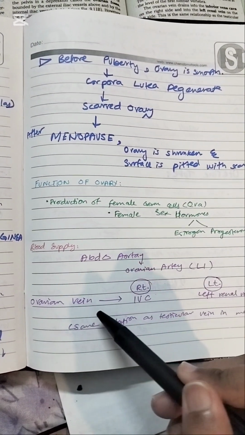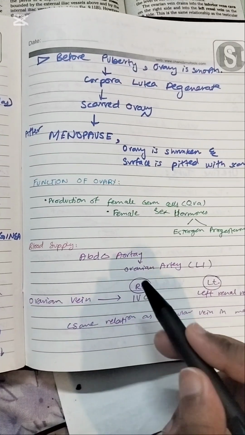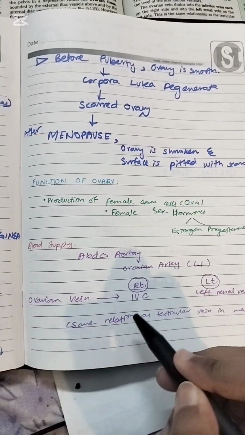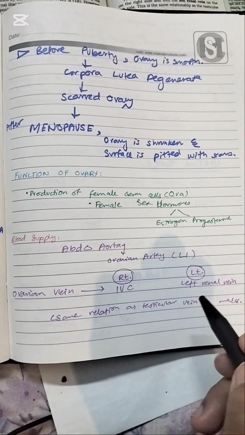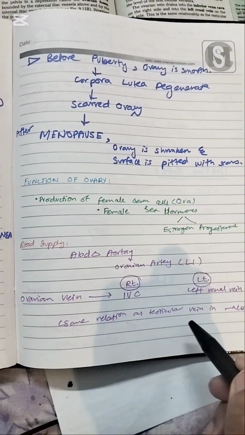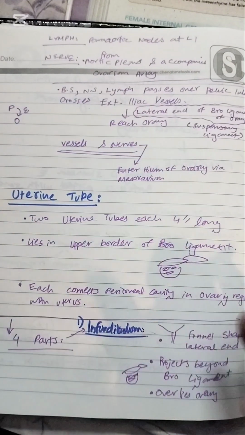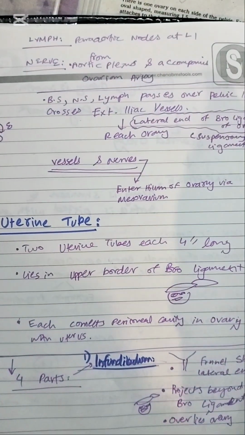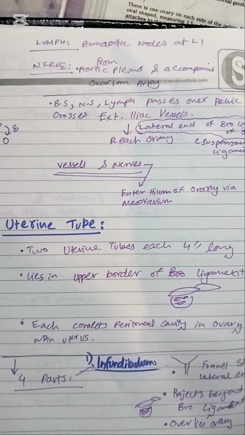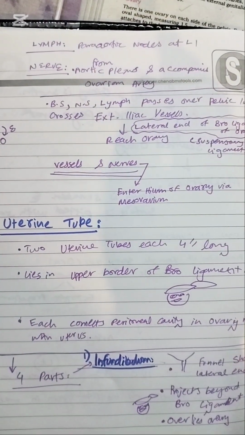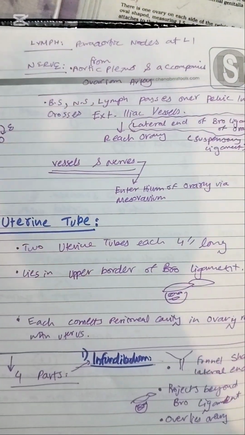Let's talk about the ovarian vein. The right ovarian vein drains into the inferior vena cava. The left ovarian vein drains into the left renal vein, similar to the testicular vein in males. Now let's talk about the lymphatic drainage of the ovaries. They are drained to the para-aortic lymph nodes at L1, and the nerve supply is from the aortic plexus, which accompanies the ovarian artery.